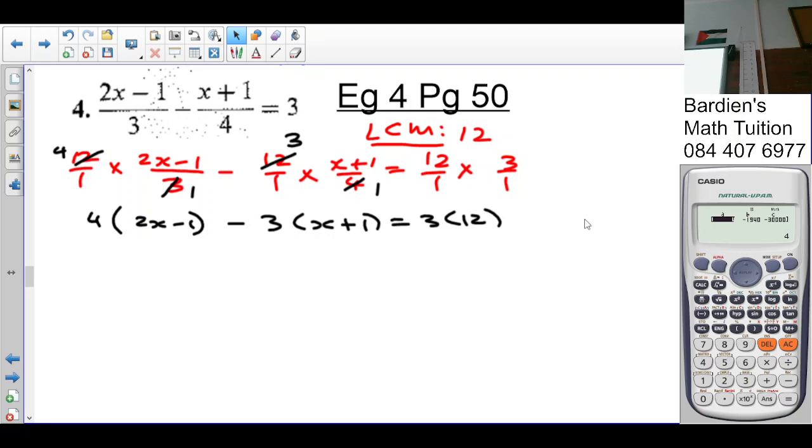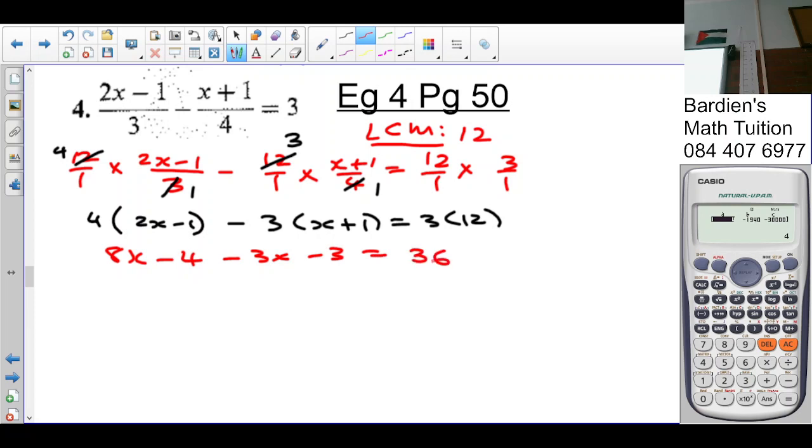Right, go for it, Michael. Times, go for it. 8x, yes. Minus 4. Minus 3x, yes. Minus 3. Equals 36, yes. Now what? So do that. 8x minus 3x equals 36 plus 4 plus 3. So this is going to be 43.